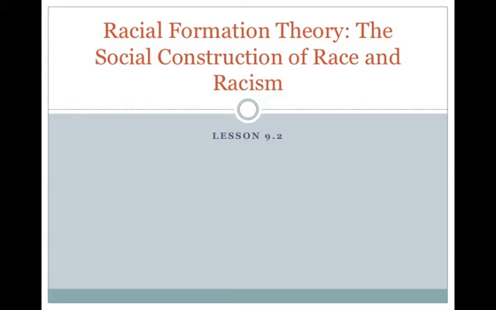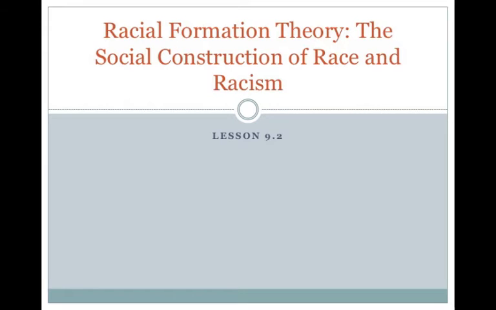Okay, so we're going to continue talking about inequality, and this time we're going to talk about racial inequality and how sociologists understand race in society. One of the major theories out there on race is the social construction, or racial formation theory. If you want to go back to the lecture on social construction theory, that might help you with this theory as well, just as a backdrop, because this is where we get the theory from.